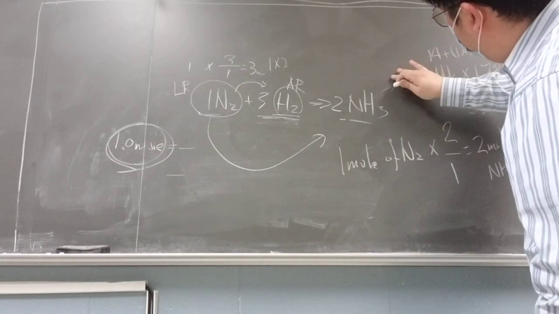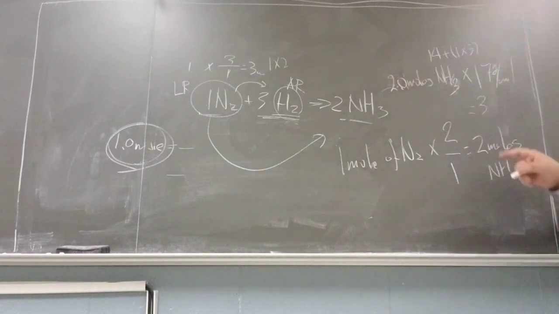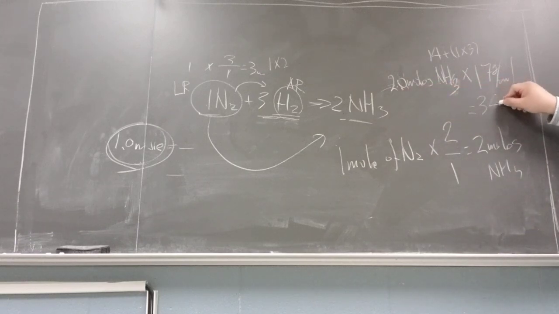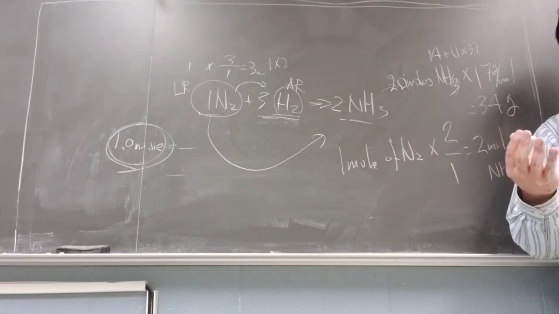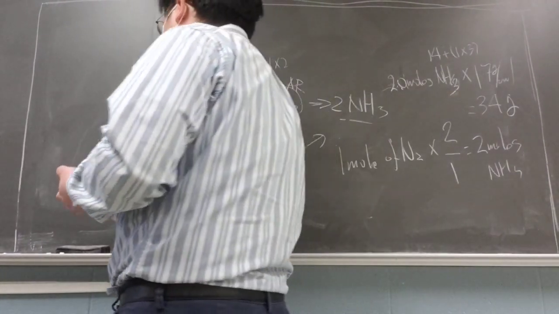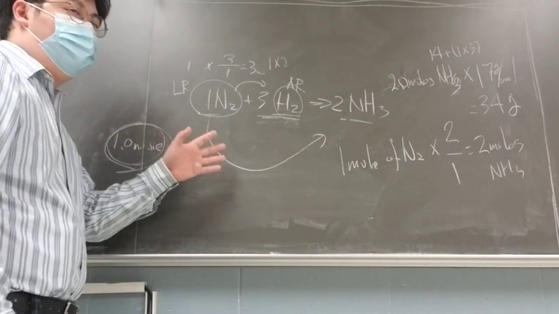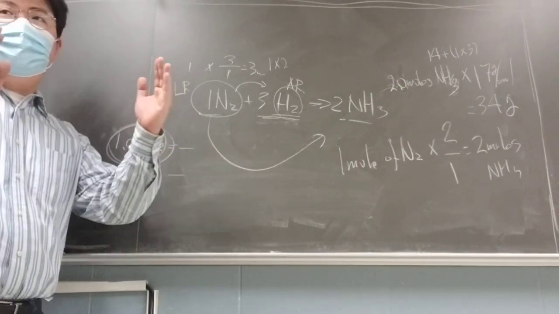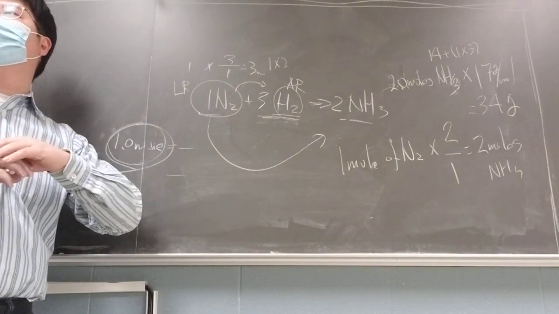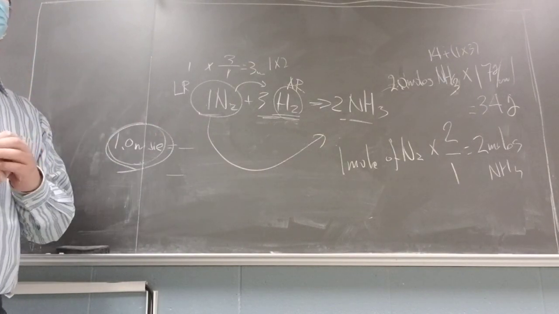Let's do it. 2 times 17 is 34 grams of ammonia produced, theoretically speaking. It's pretty much the same, just a different type of reaction. You can use stoichiometry for almost everything. But I'm not going to lie, I'm going to put the limiting reagent question with the organic combustion, which we did most of the practice on. Kind of makes sense, right?